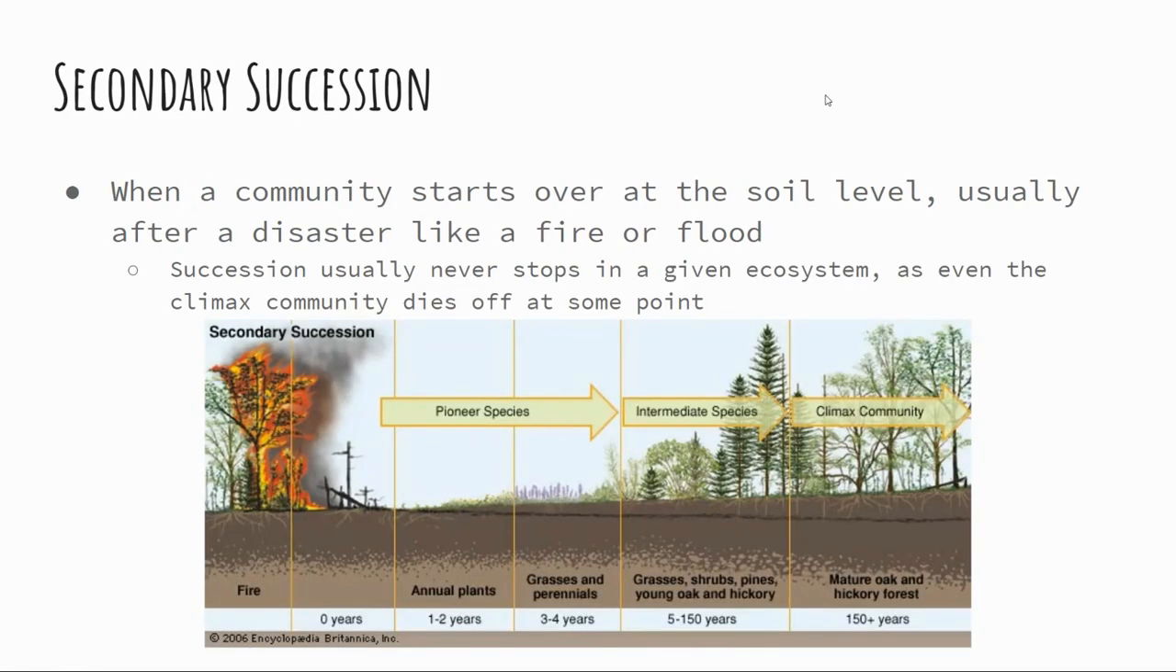And then we have secondary succession. The difference between secondary succession and primary succession is we're not starting with brand new ground. We're not starting with brand new rock. So secondary succession is when a community starts over at the soil level, usually after a disaster like a fire or a flood. Succession usually never stops in a given ecosystem, as even the climax community dies off at some point.